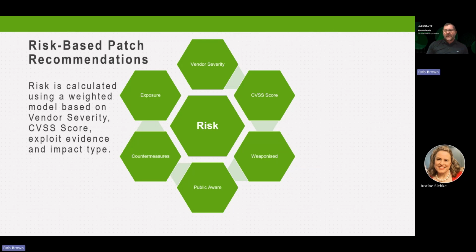Keep an eye on your Absolute console. If something does become weaponized, it will trigger. If you have automation in your solution, use the weaponized and public aware flags to trigger automatic deployment so that you don't have to worry about looking yourself through reports or through email outlets that something has been weaponized in a global attack.